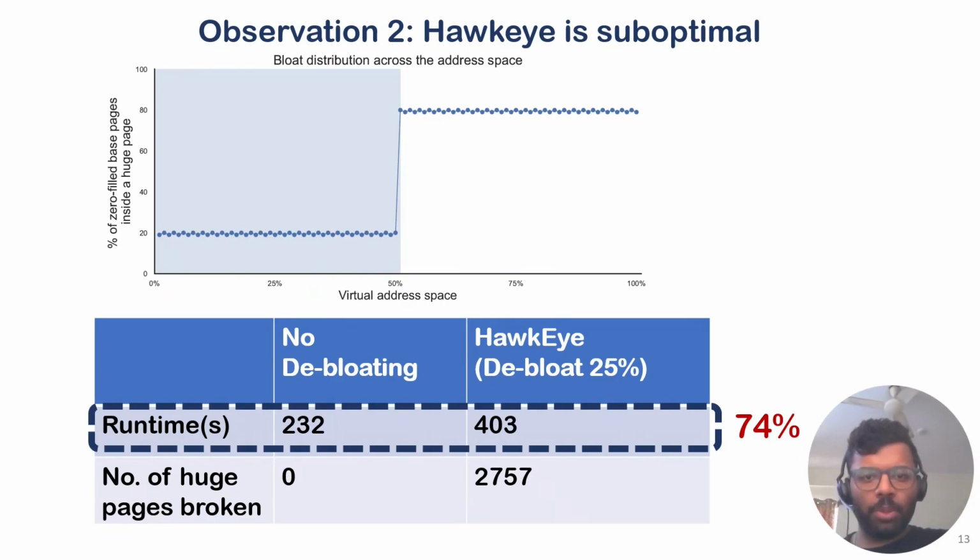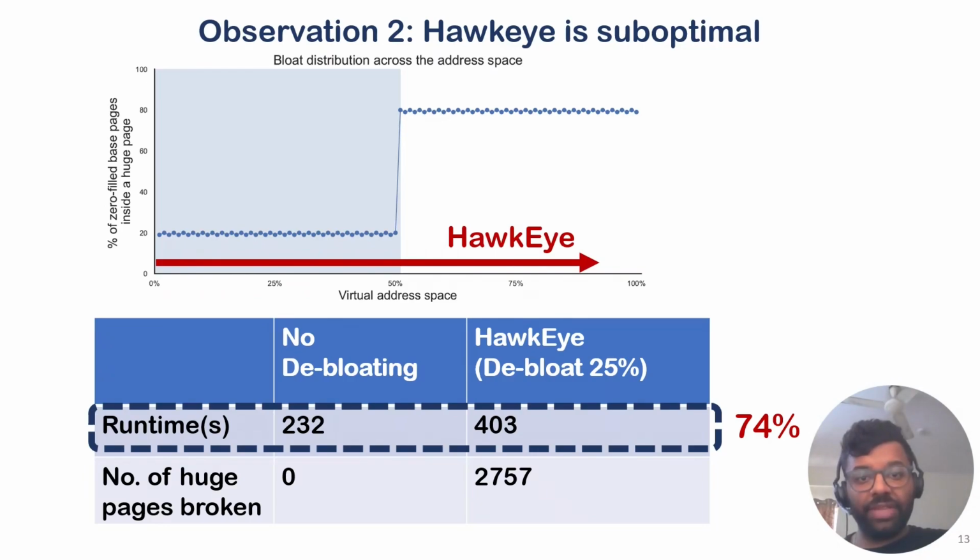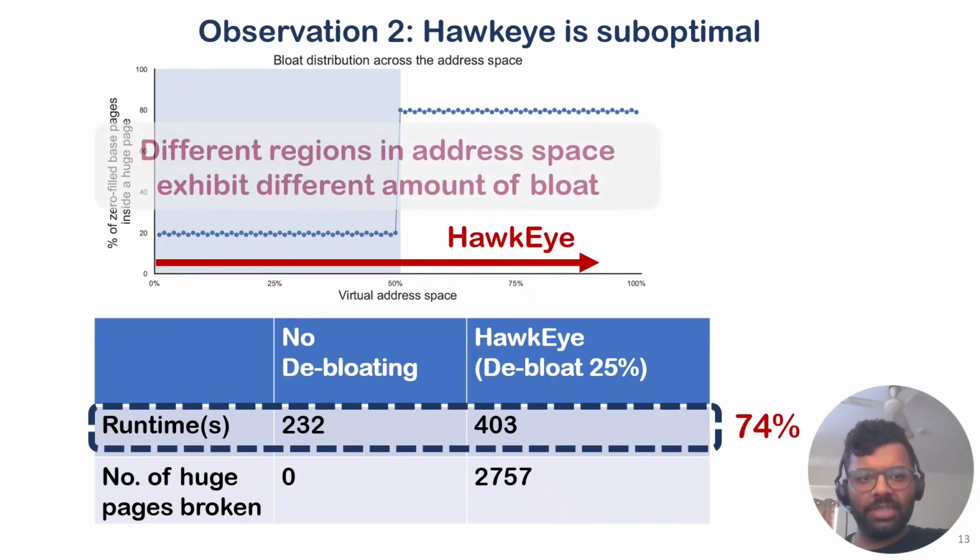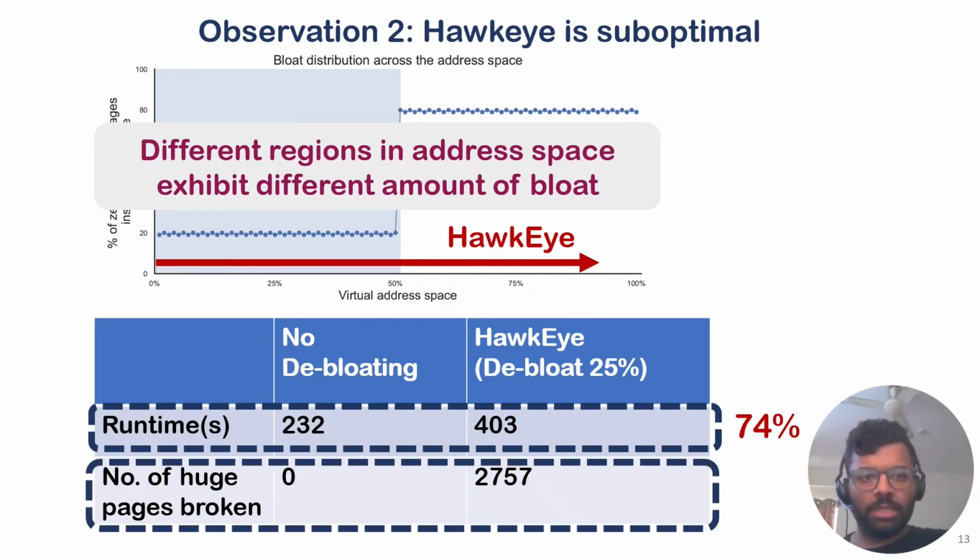HawkEye addresses memory bloat by scanning the address space sequentially and breaking huge pages if they contain zero-filled base pages. However, this approach is not very efficient because it overlooks the crucial fact that memory bloat is different in different parts of the address space. In our experiment, HawkEye had to break 2/3 of the total allocated huge pages to reduce memory bloat, leading to a situation where there are more base pages than huge pages. As a result, the performance benefits of huge pages are negated.